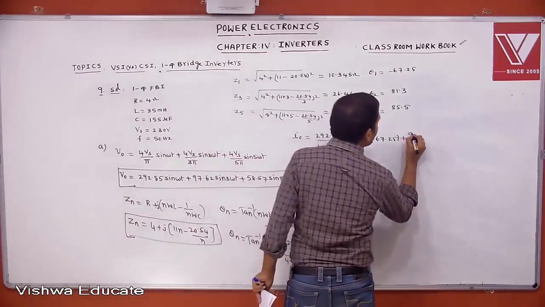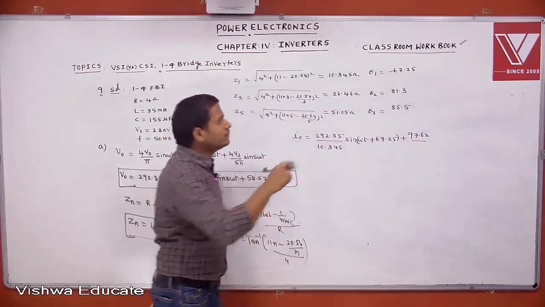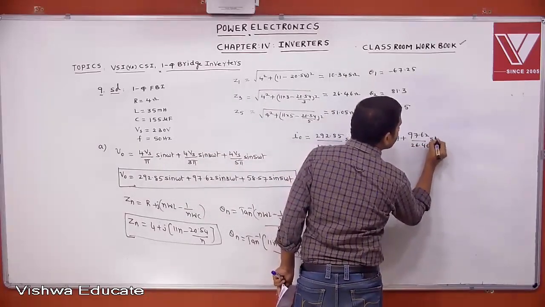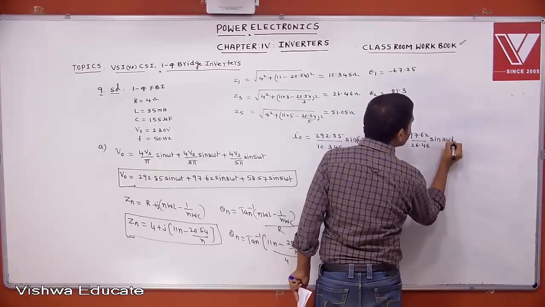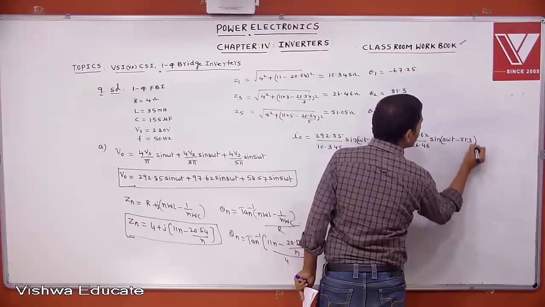97.62. What is the corresponding impedance? Z3, 26.46, sin omega t, that is sin 3 omega t, minus 81.3 plus.